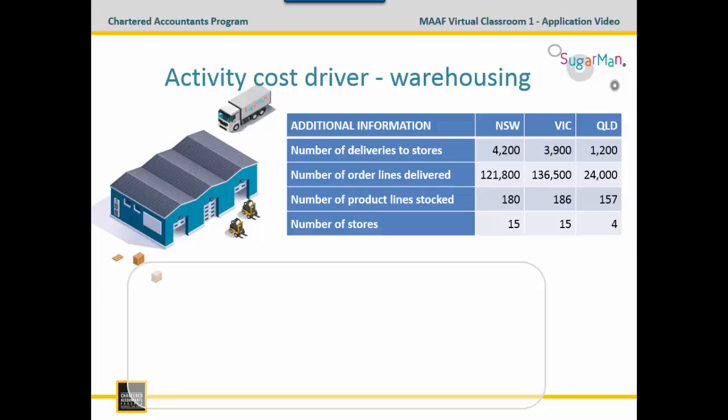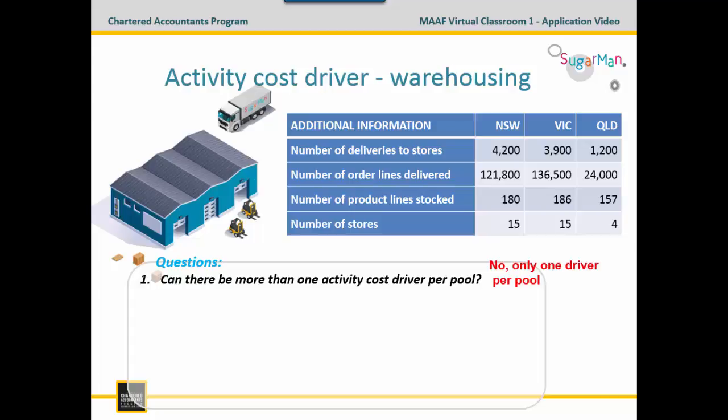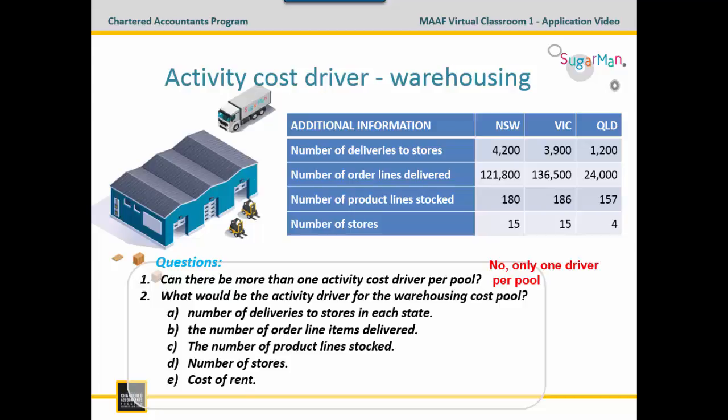The first thing we need to know is whether there can be more than one activity driver for an activity cost pool. In activity-based costing, there's only one cost driver per cost pool. So thinking about what causes the logistics manager to incur more warehousing costs, what would be the activity driver for the warehousing cost pool? What causes more costs to be incurred for warehousing?